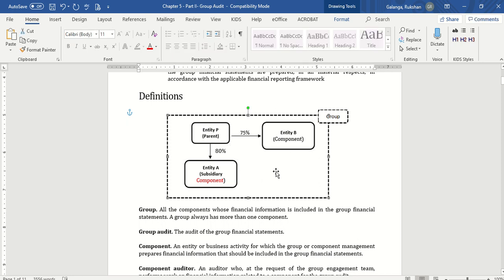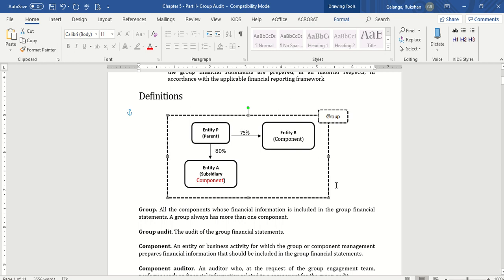Now, as per accounting standards, especially SLFRS 3 Business Combinations and SLFRS 10 Consolidated Financial Statements, entity P is required to prepare one set of financial statements including its results as well as entity A's results and entity B's results. We call it consolidated financial statements, or group accounts. This standard covers how the group auditor should perform the audit as the group auditor. That's why we are focusing on this standard, right?